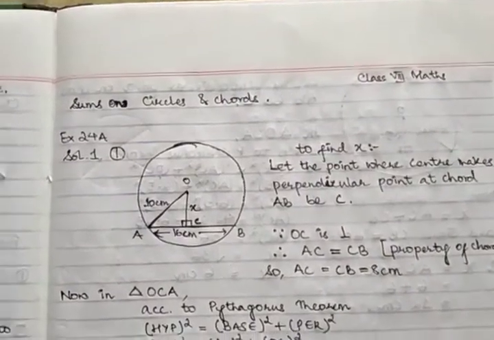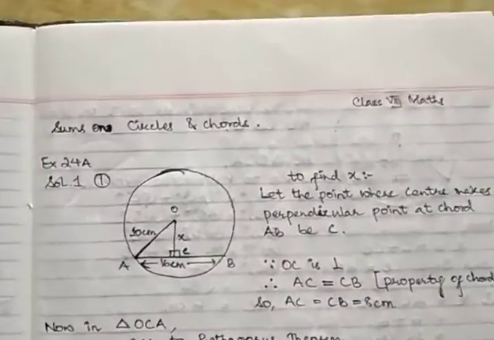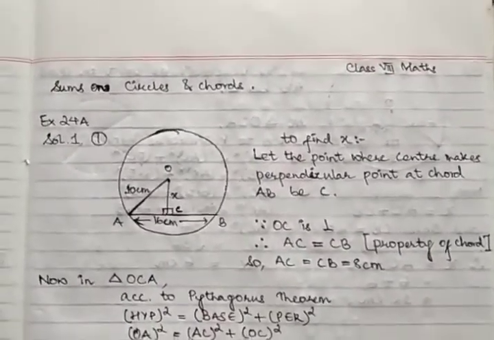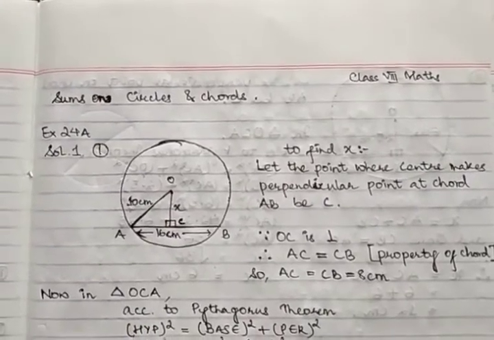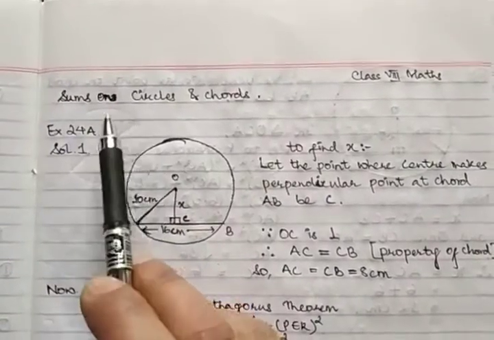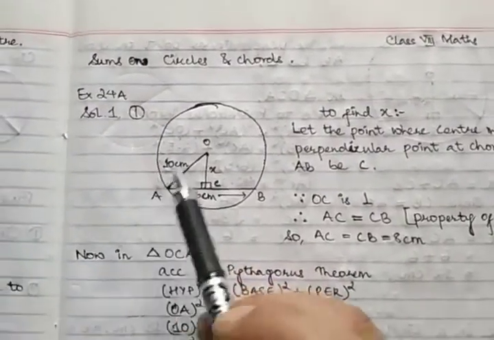Okay, so in this one we'll be dealing with a few sums regarding circles and the related terms as well. As I've given you the topic, sums on circles and chords, from exercise 24a, your first one.